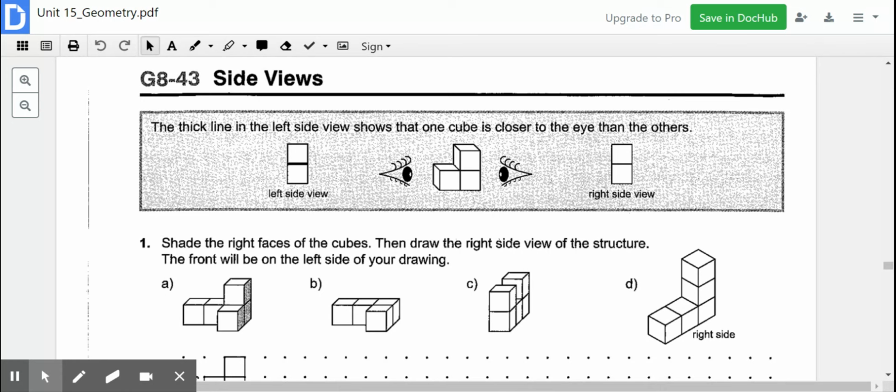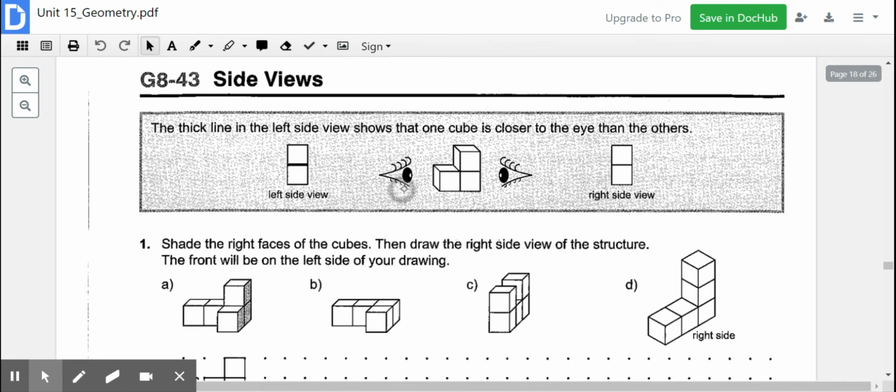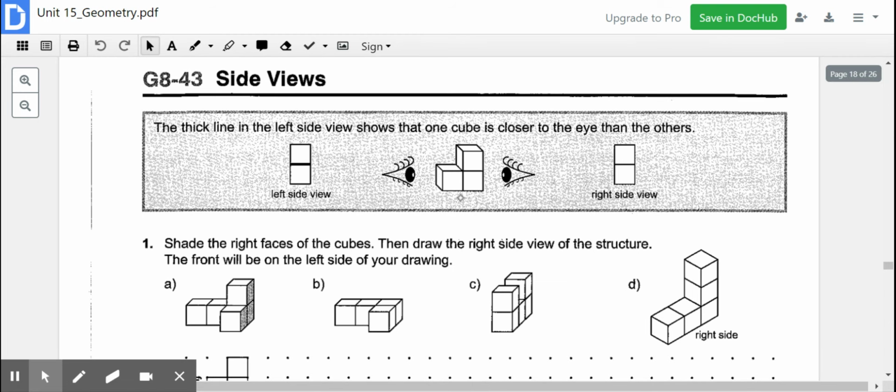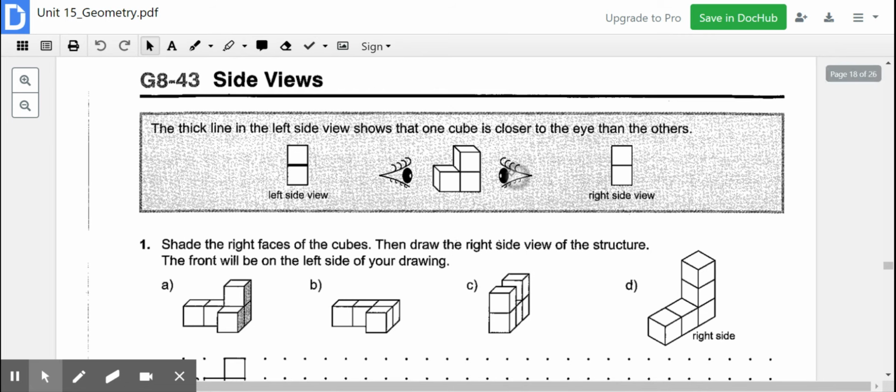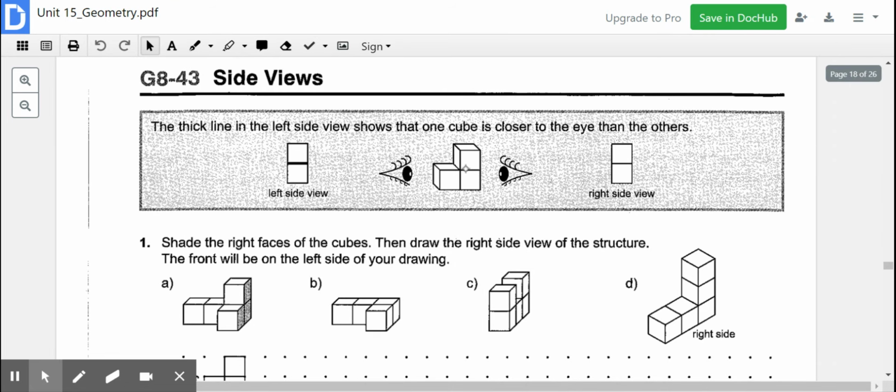Let's check out the gray box at the top here. This gives us the key idea. The thick line in the left side view shows that one cube is closer to the eye than the others. So if I was looking from the left side, like this eye here, I would see that this cube is closer to me than the other two. If I was looking from the right-hand side, I would see that there are two cubes that are close to me, and I wouldn't be able to see this one at all.